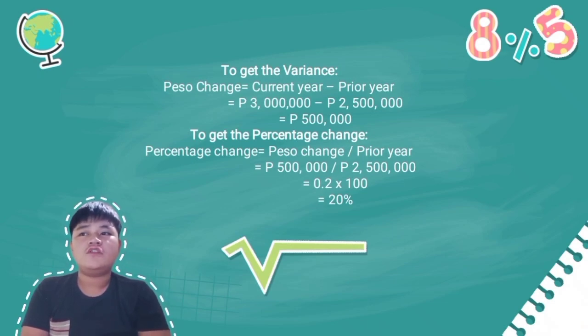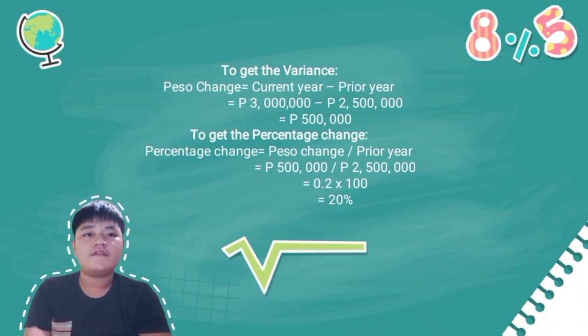In the percentage change, it is equal to peso change divided by prior year. So the peso change, which is the 500,000, you will divide by the prior year. 500,000 divided by 2,500,000 is equal to 0.2, and multiply it by 100 is equal to 20, and put the percentage sign, so the percentage change is equal to 20%. So that is the sales of RIA's Merchandising. The peso change is 500,000 and the percentage change is 20%.